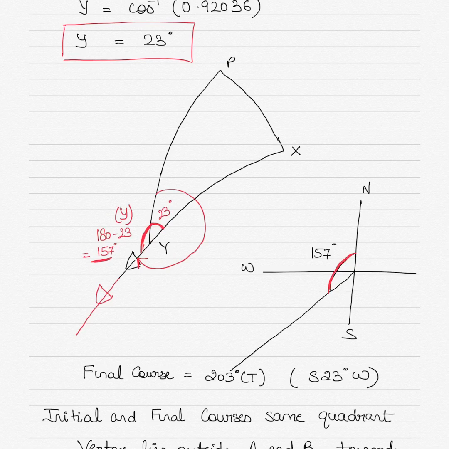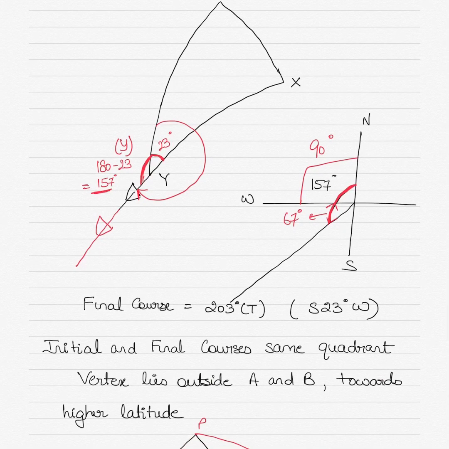So if I say 157 is my final course, the northwest quadrant is 90 degrees, and I go further, the remaining 67 degrees is in the southwest quadrant. But my courses are always measured with respect to southwest, southeast, northwest or northeast. So my course will be not west 67 south, but south 23 degrees west. And that's why my final course will be 203 degrees true or south 23 degrees west. So I've got the quadrant as well.